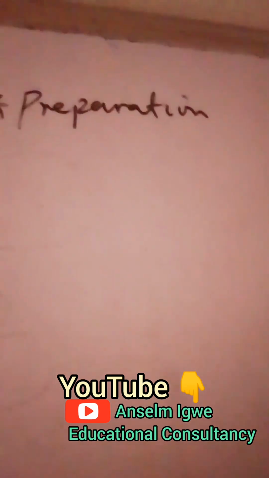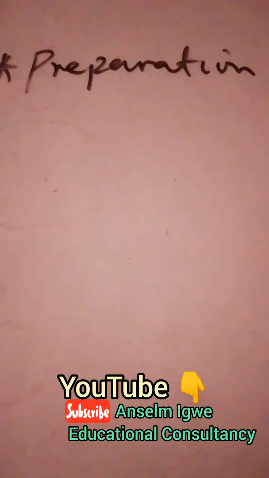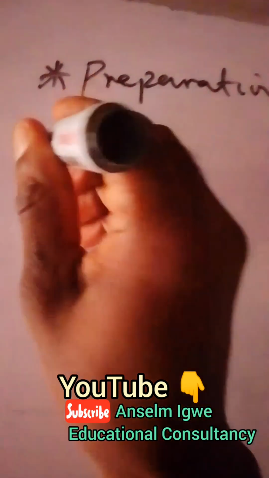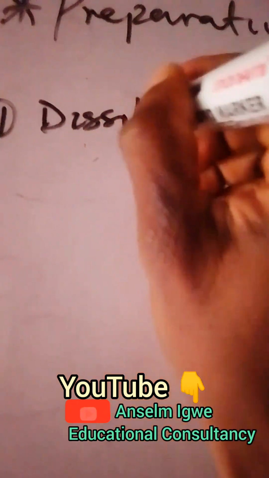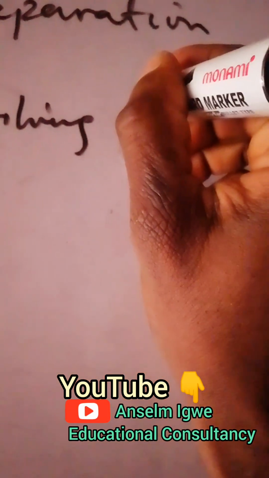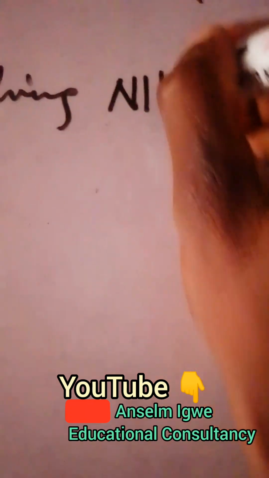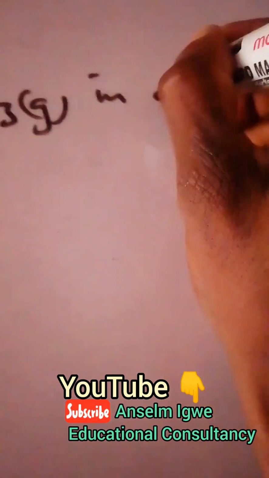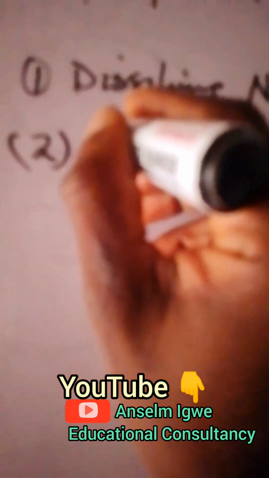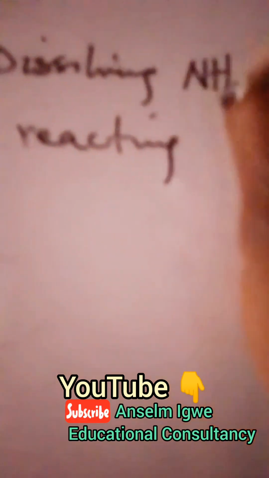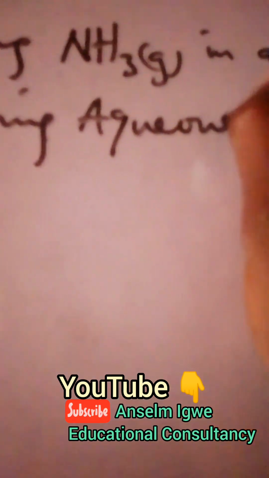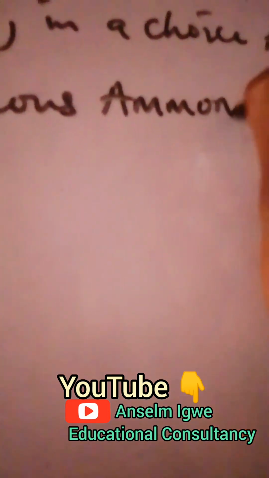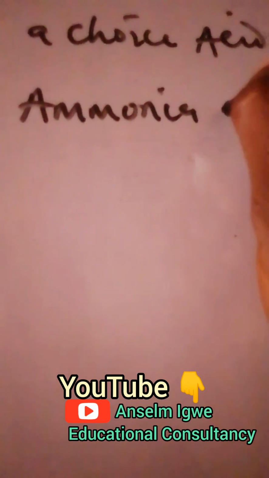Preparation. There are two ways you can prepare ammonium salt. Number one is by dissolving ammonia gas in a choice acid, any acid you want. Number two is by reacting aqueous ammonia, that is ammonia dissolved in water already, with a choice acid.